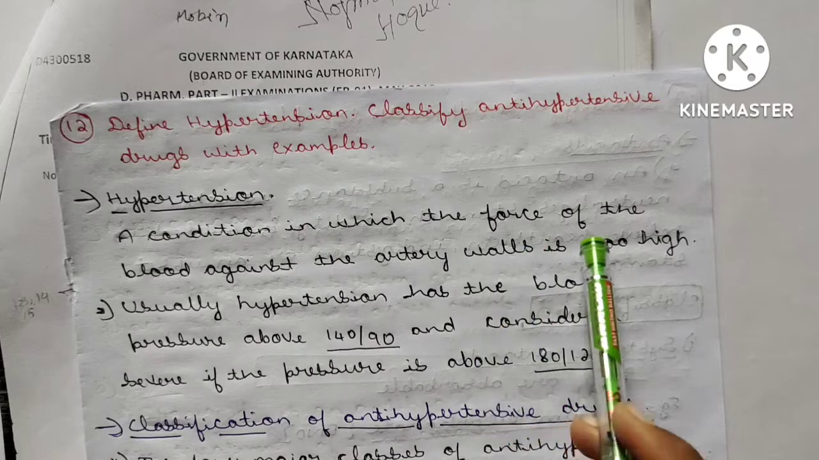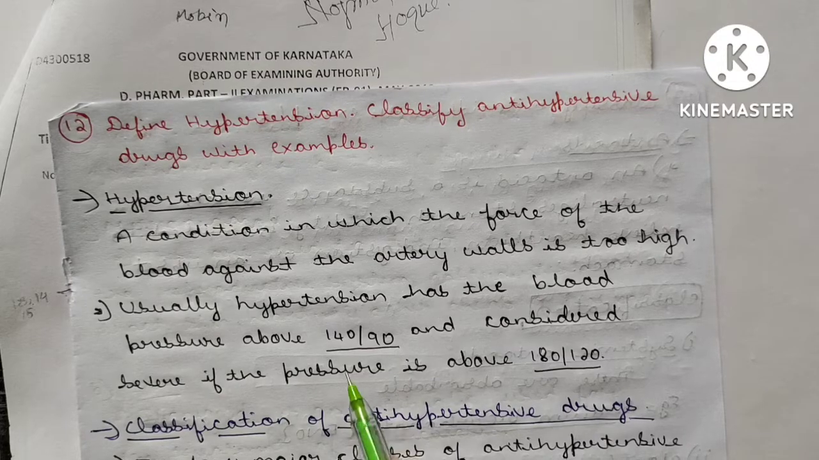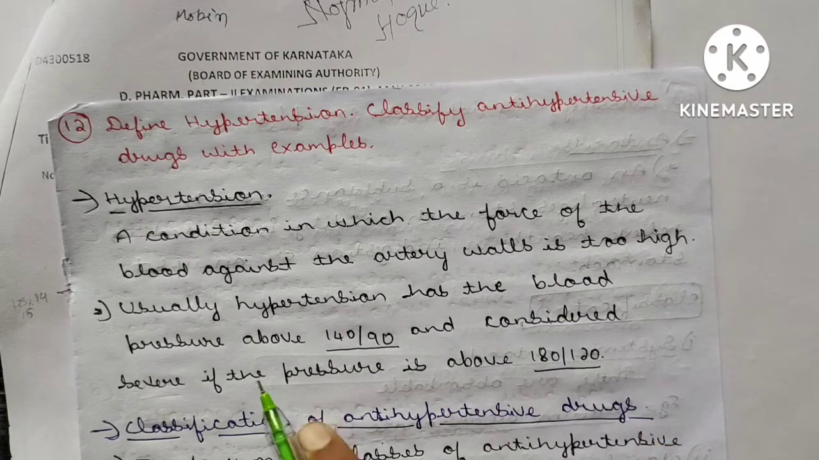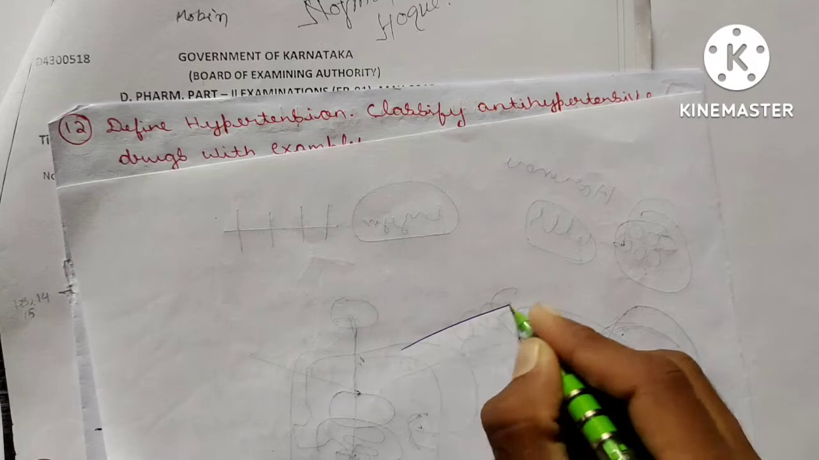A condition in which the force of the blood against the artery wall is too high. Usually hypertension has blood pressure above 140/90 and is considered severe if the pressure is 180/120.